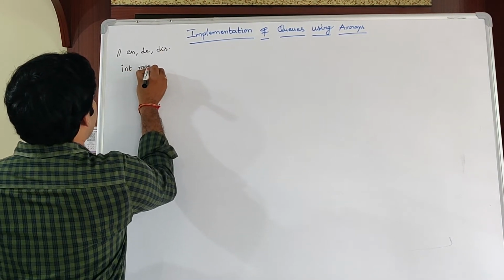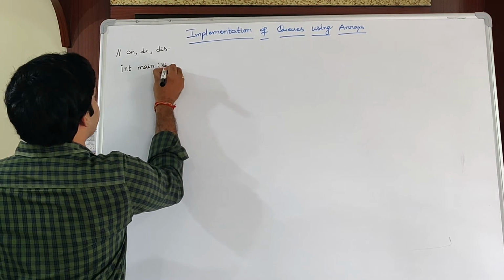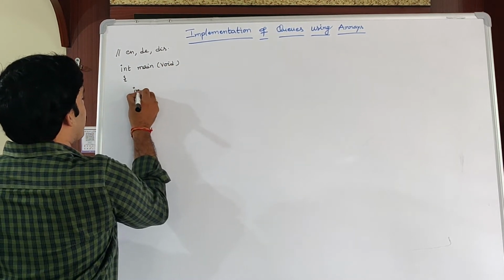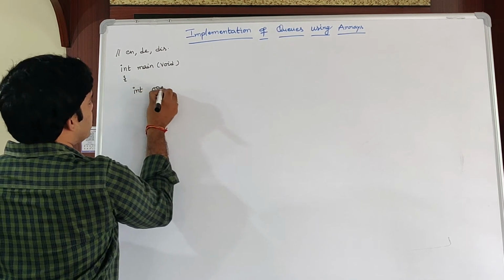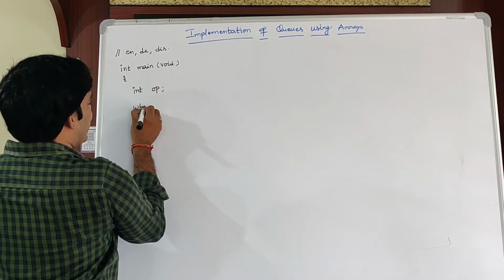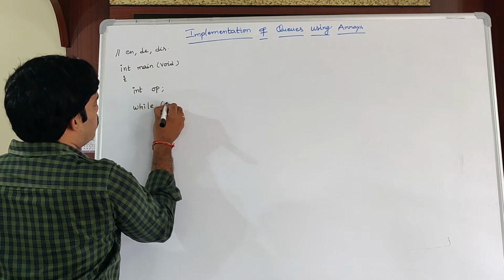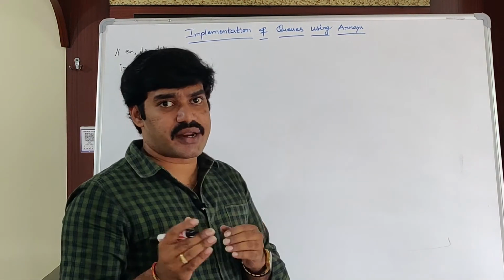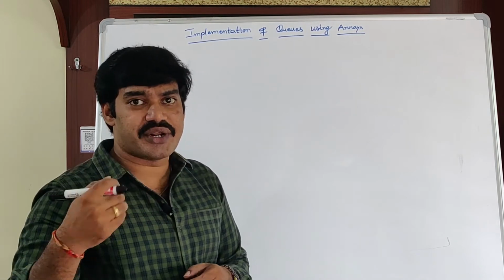Int main of void. Declare one local variable int option, int op. Next, while of 1, infinite loop, while of 1. Coming to either stacks or queues, we have to write menu driven programs.